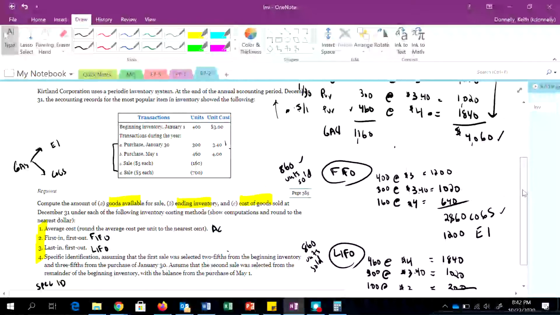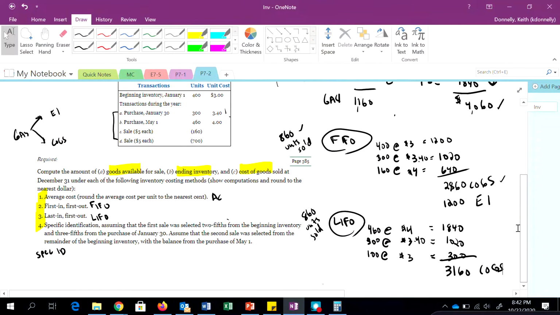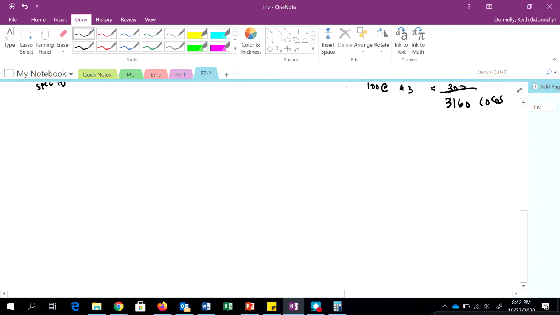So again, we could say, hey, we started with our last in, we worked our way up. What's left over? Let's manually look at each of those. Or alternatively, what we could do is we could take our goods available for sale, 4060, minus our cost of goods sold of 3160. That would give us an ending inventory of 900 under LIFO.